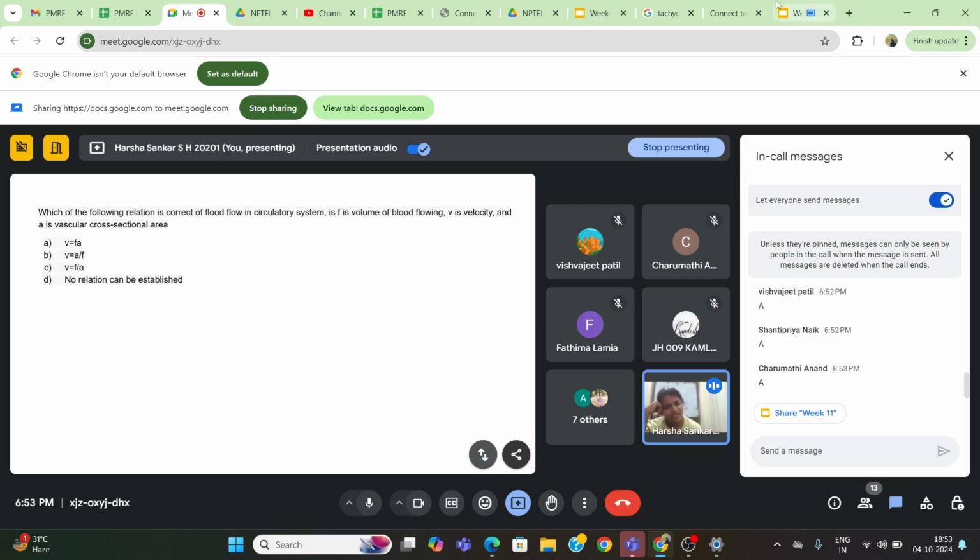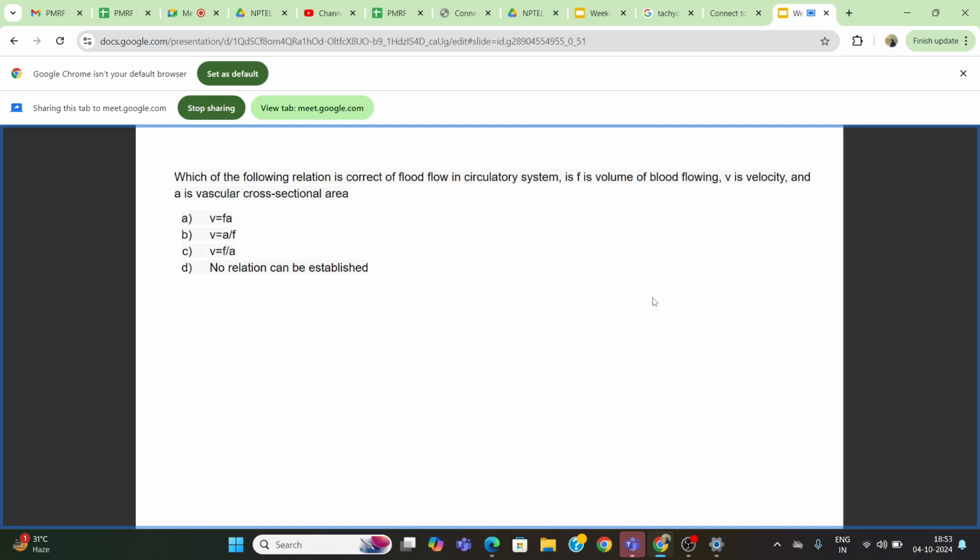This is confusing us. So let's discuss the answer. Correct answer is C. So this is the correct equation. V is equal to F by A, otherwise F is equal to V into A. So just remember this equation like that only.